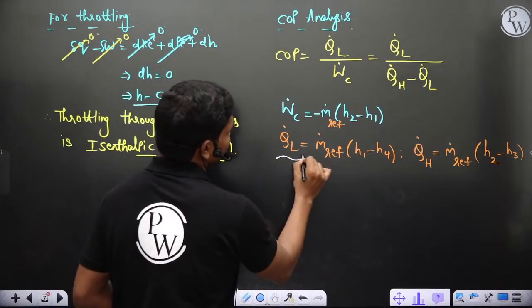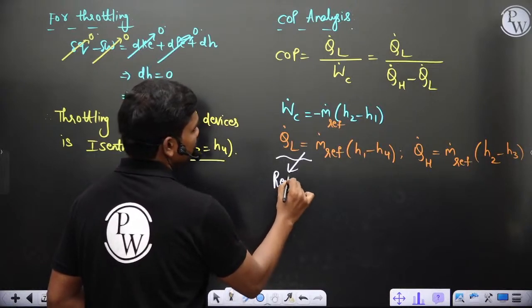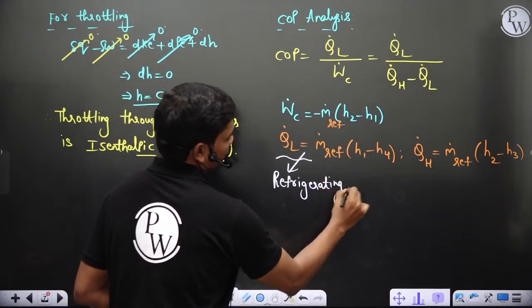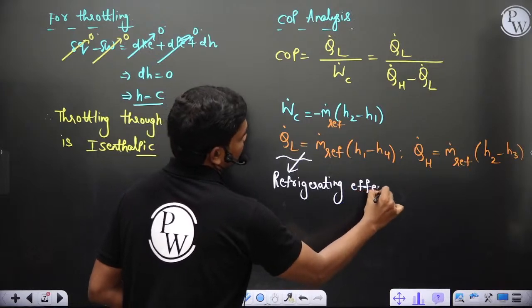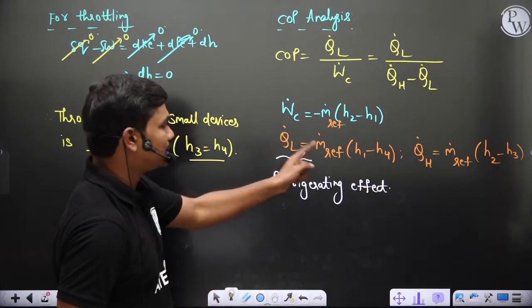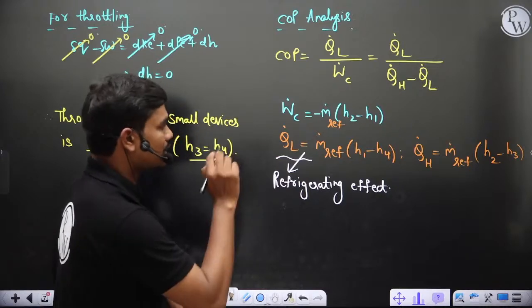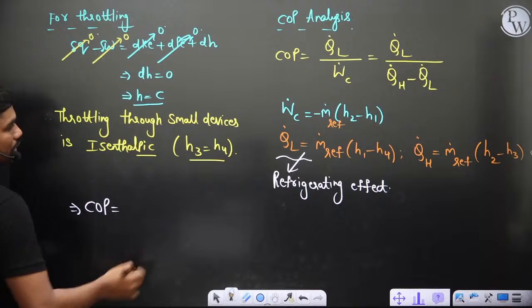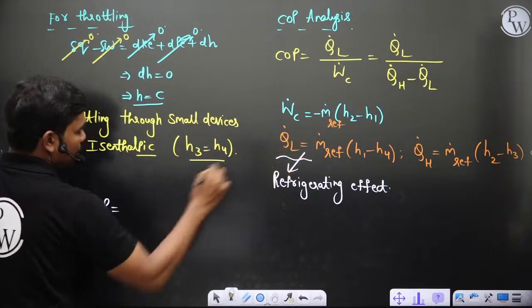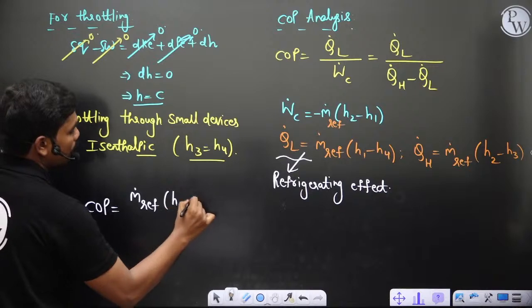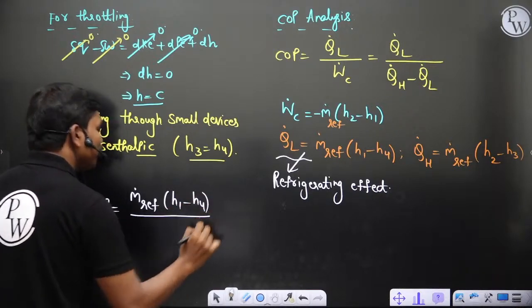Now clearly you can see one thing. This Q dot L is called the refrigerating effect. This is the main part of the story. Here this is called the refrigerating effect. So this is Q dot L, and this is the mass flow rate of the refrigerant flowing in the circuit. So if you calculate COP, it is equal to Q dot L, m dot refrigerant times H1 minus H4, divided by the work input.